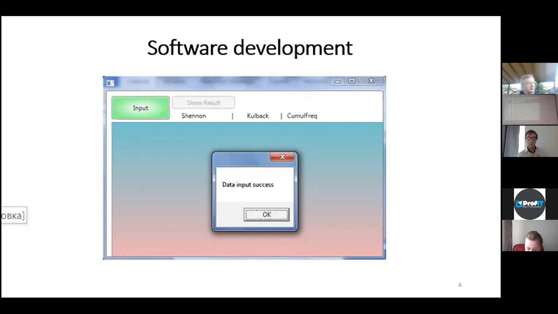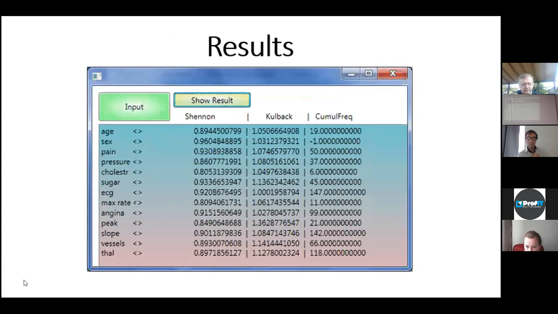In total, data from 303 patients and 13 features was taken, such as age, gender, type of chest pain, cholesterol level, blood pressure, etc. The data is divided into two classes: A is healthy and B is sick. The result of the classification by the Kullback method for assessing the informativeness of the attribute, such as patient age, is also shown on the slide.